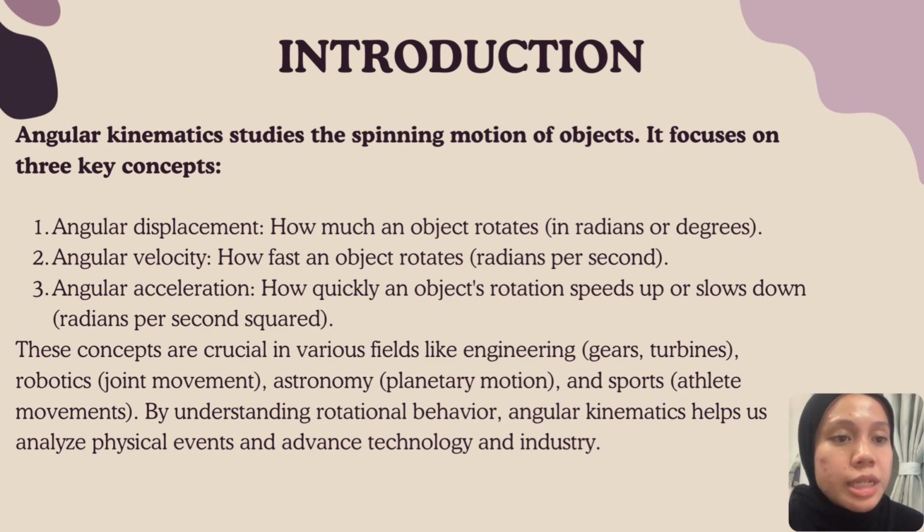Angular displacement is how much an object rotates, in radians or degrees. Angular velocity is how fast an object rotates. And the last one is angular acceleration, how quickly an object's rotation speeds up or slows down, in radians per second squared.